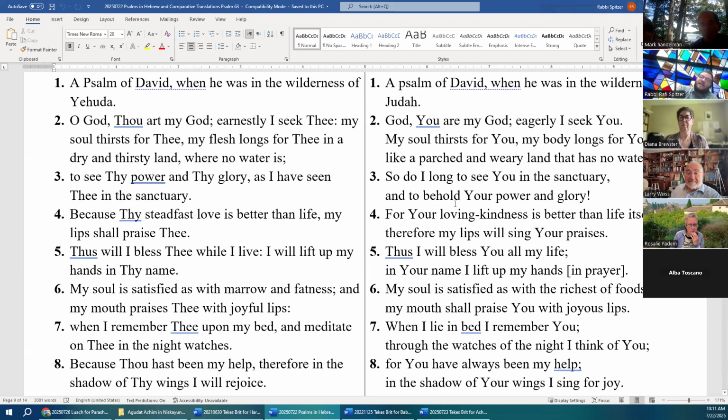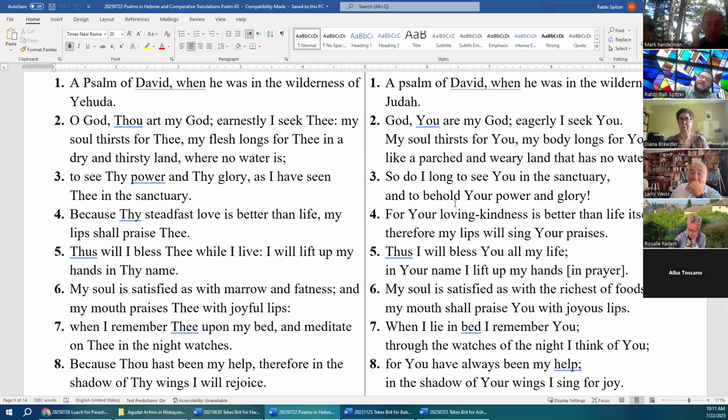God, you are my God. Eagerly I seek you. My soul thirsts for you. My body longs for you, like a parched and weary land that has no water. So do I long to see you in the sanctuary and to behold your power and glory, for your loving kindness is better than life itself. Therefore, my lips will sing your praises. Thus I will bless you all my life. In your name I lift up my hands in prayer.